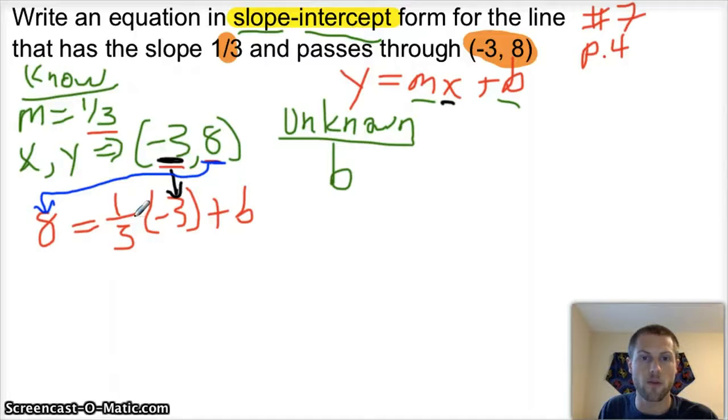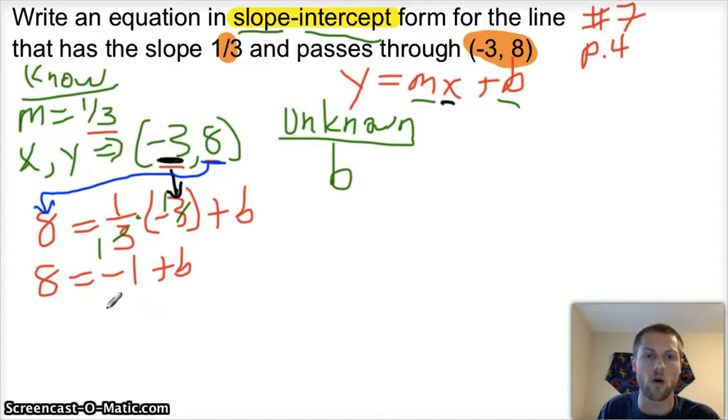So let's see, if I multiply this through, I'm going to get that 3 to cancel with this 3, and become a 1. Can't forget my negative here. I don't want to forget my negative. So I'm going to have 8 equals -1 plus b. From here, I'm going to be adding 1 to both sides. This goes away. So I'm going to get 9 equals b.